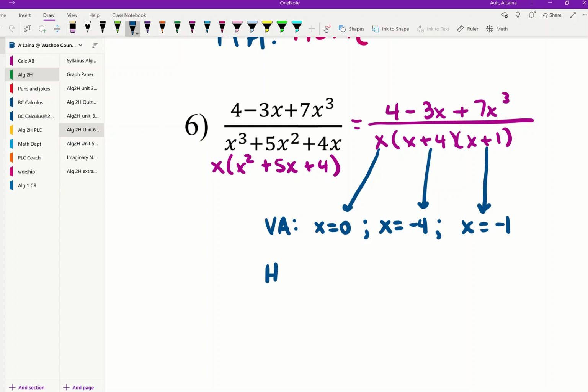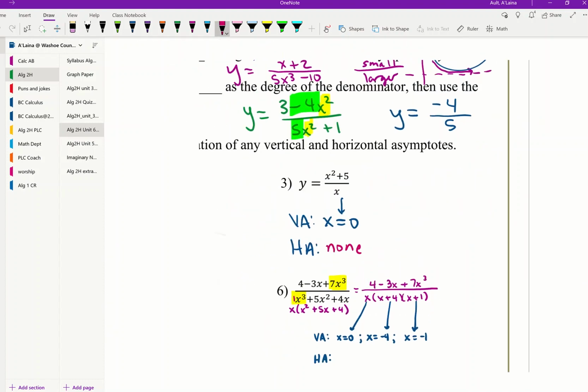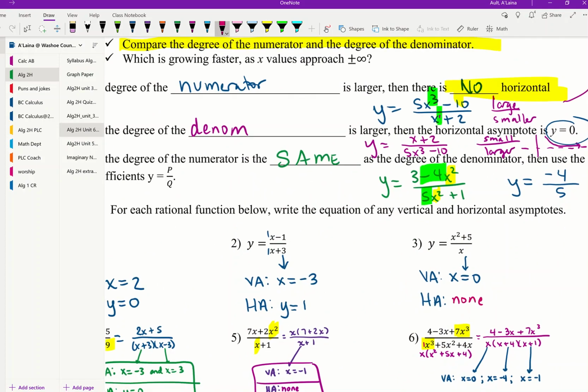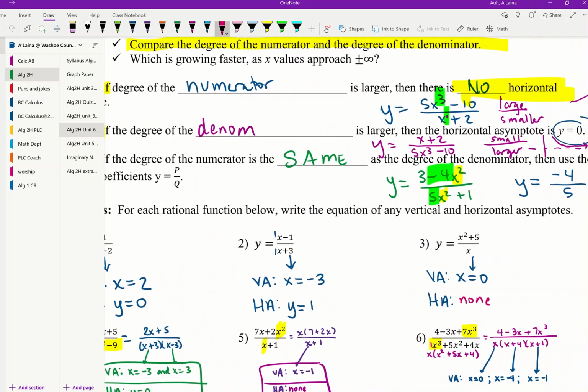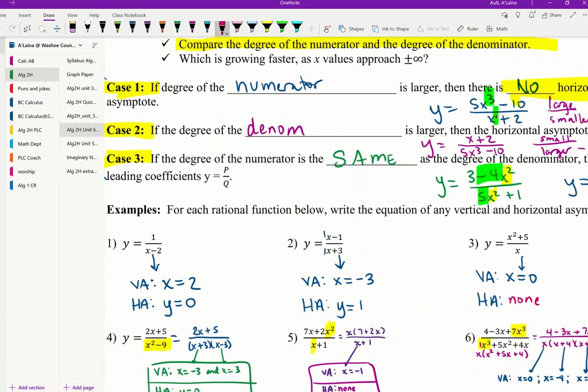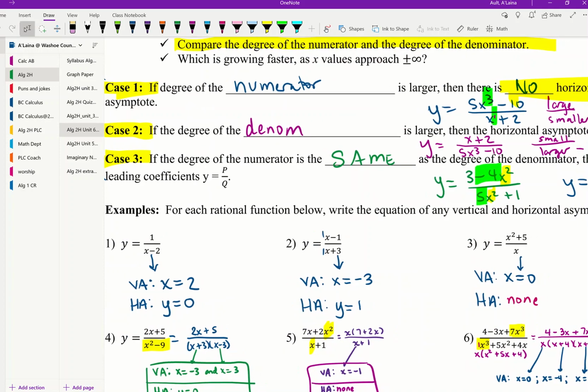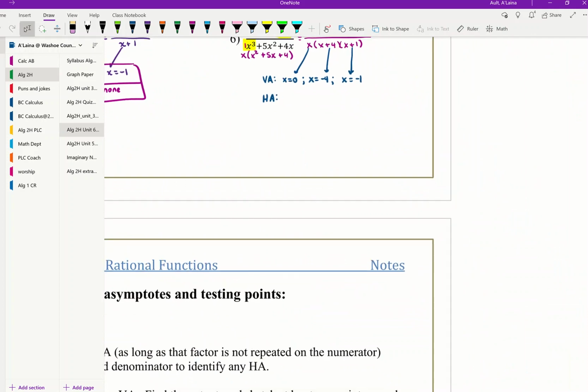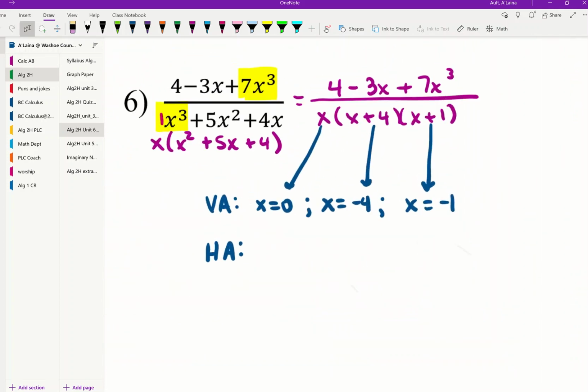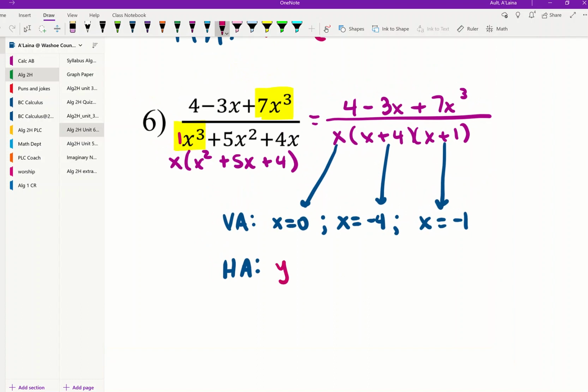Now for my horizontal asymptote, I'm going to compare the degree of the numerator and the denominator. X to the third is the highest power in the numerator. X to the third is the highest power on the denominator. Since these have the same power, this is case 3. They have the same degree. So the horizontal asymptote is y equals p over q, where p and q are the leading coefficients. So I'm going to make a ratio. So horizontal would be y equals 7 over 1, which divides out to just 7.